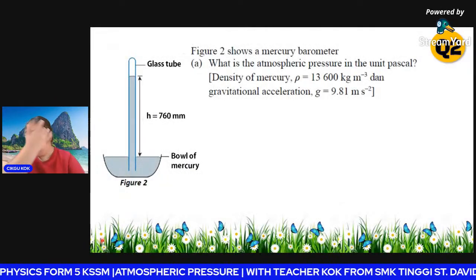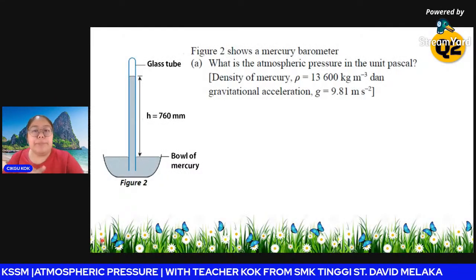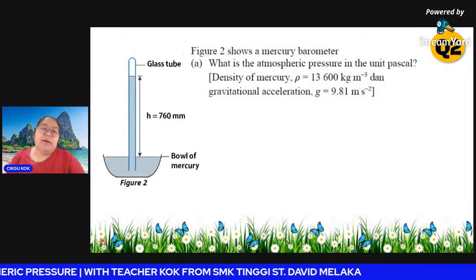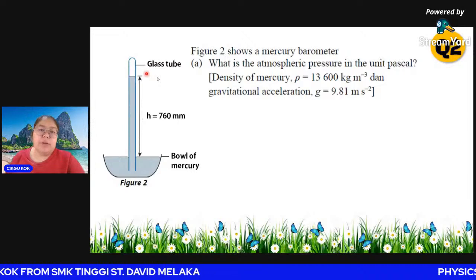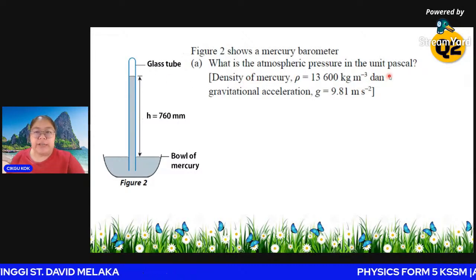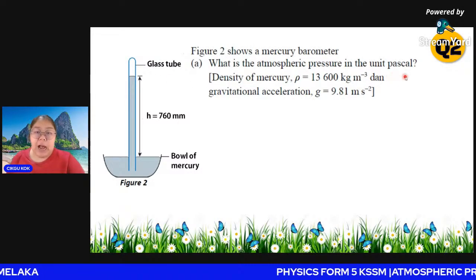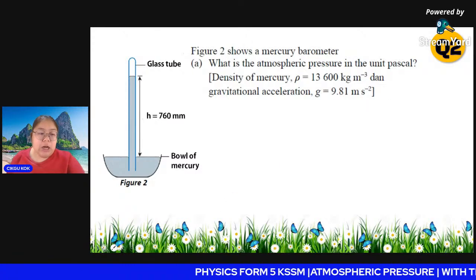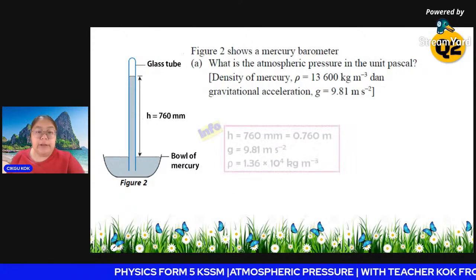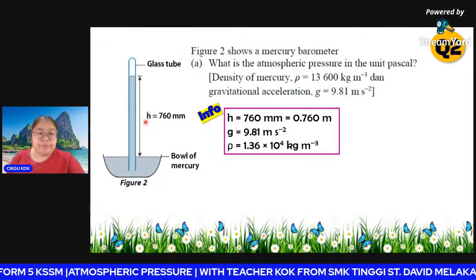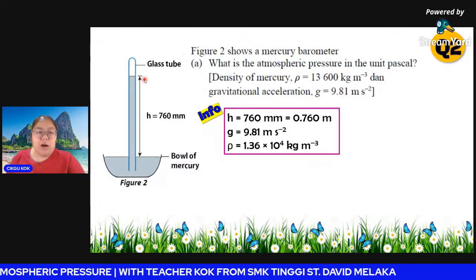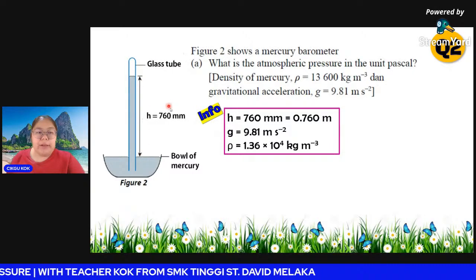Okay. Now figure 2, they show the mercury barometer again. Okay, so from here, they never mention anything, so we take this one as a vacuum. So what is the atmospheric pressure in the unit Pascal? Okay, they want in Pascal. So we get the info first. The info, we're going to see the height. Okay, the level of the mercury is how many?